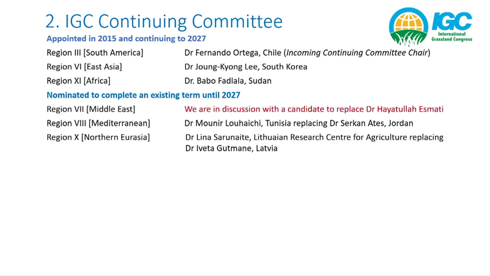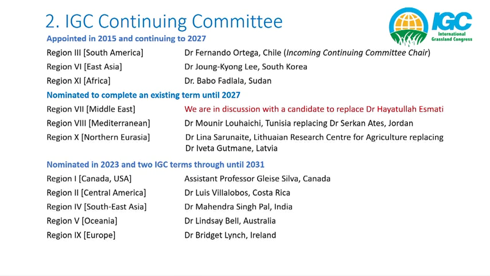Next, there are a group of people that were meant to continue through to 2027, but because life happens, have been unable to do that. Dr. Sirkan Atez, who was in Jordan when he was elected, is now living in the United States and felt he needed somebody who's in the region to represent that more fairly. And Dr. Munir Lahaichi from Tunisia has agreed to replace him and complete the term to 2027. There was nobody from that Middle East region here, and we are in discussion with two candidates at the moment to fill that role, so that will be processed post-Congress.